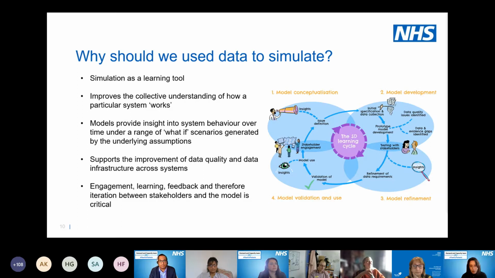In some systems, data quality can be a challenge. But again, what all of this modelling does is improve the understanding of not only what's happening in the system, but it does improve the data quality in the long term.